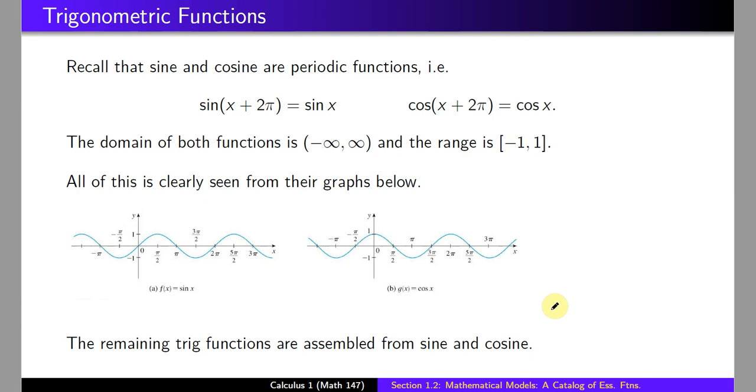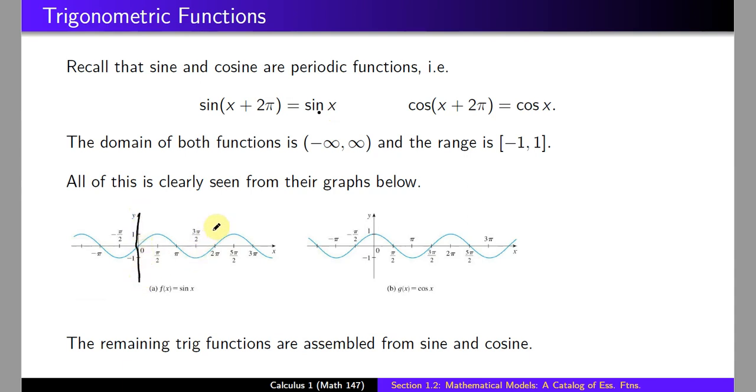Okay, so trigonometric functions. In a trigonometry or pre-calculus class, this is where you would see these functions. Now, you begin by talking about sine and cosine, which are periodic functions, which means that specifically every 2 pi they repeat. Here are their graphs below. Every 2 pi they repeat.